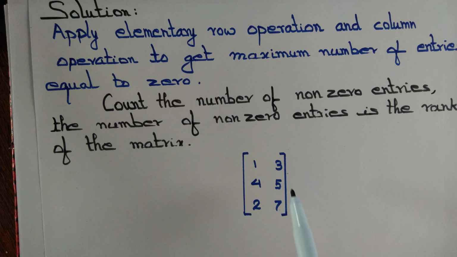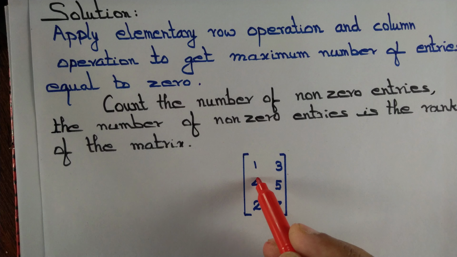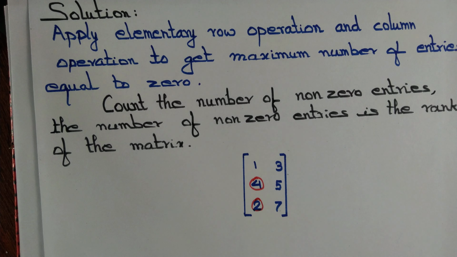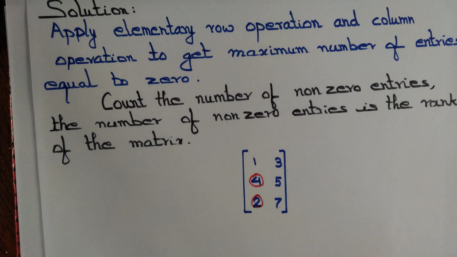So we want to find the rank of this matrix. Somehow we want to apply elementary operation so that we get maximum number of entries equal to 0. Let's try to get this number to be 0 and this one to be 0. Can we do it? Yes.